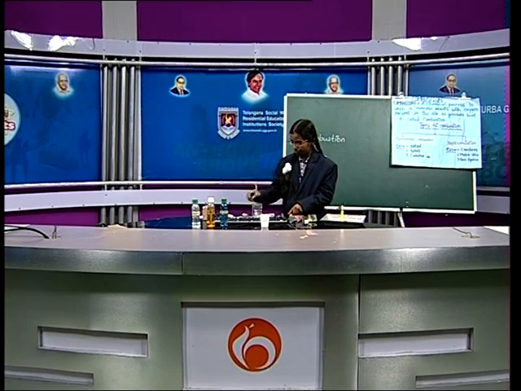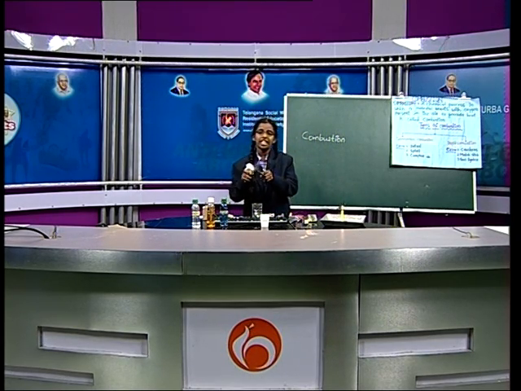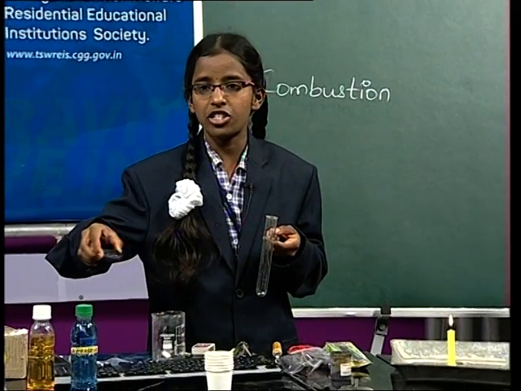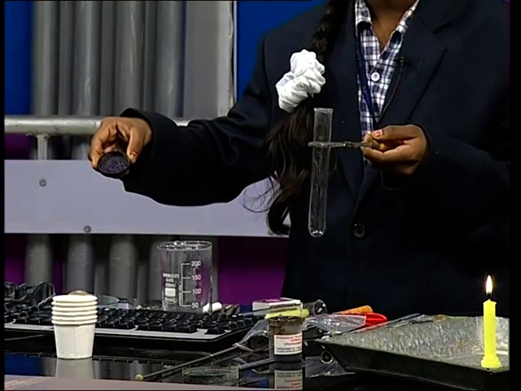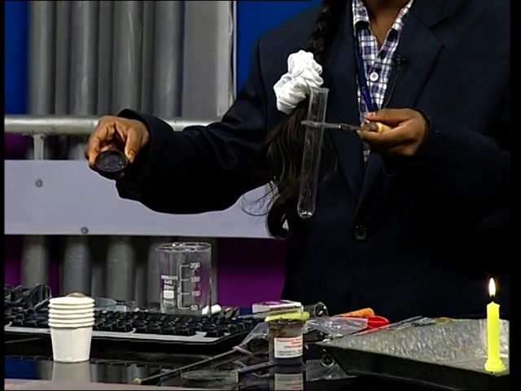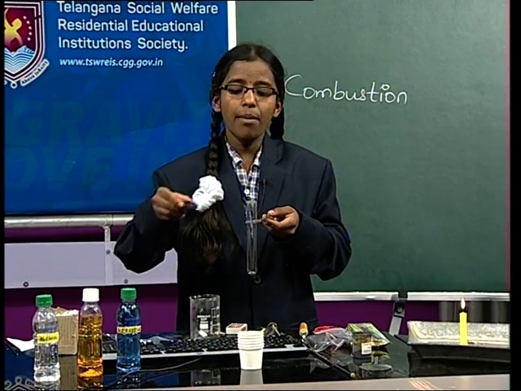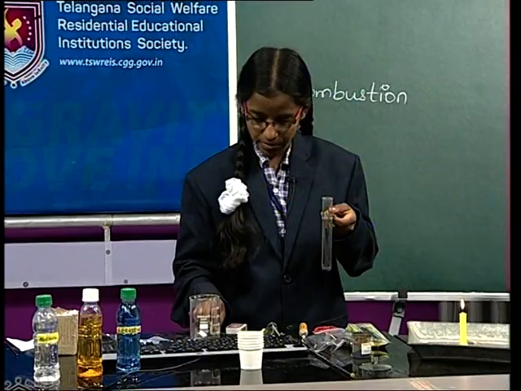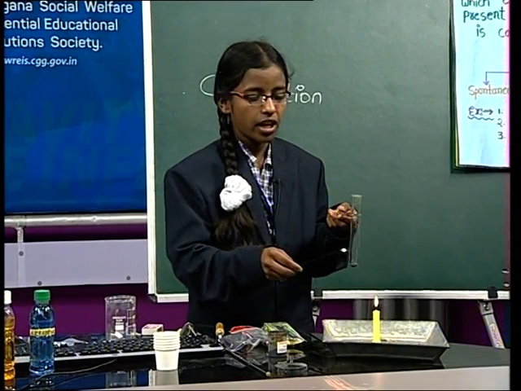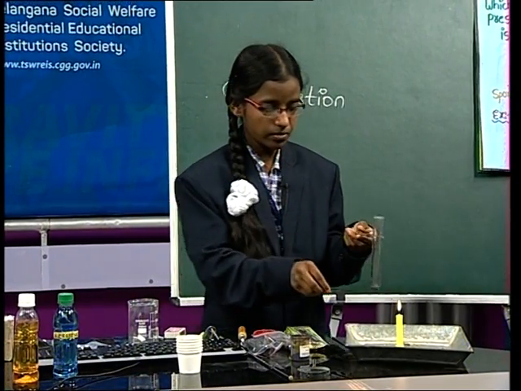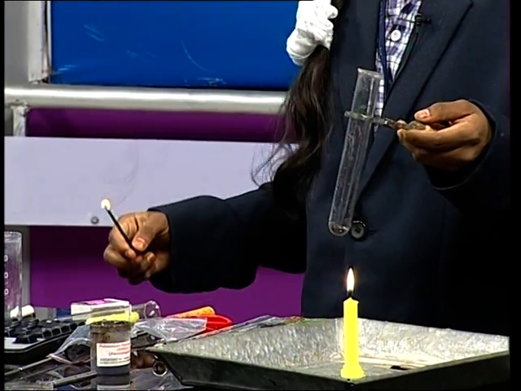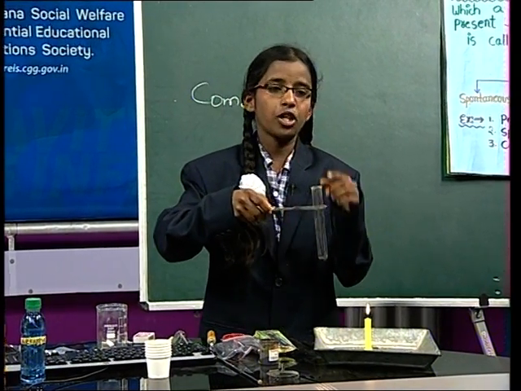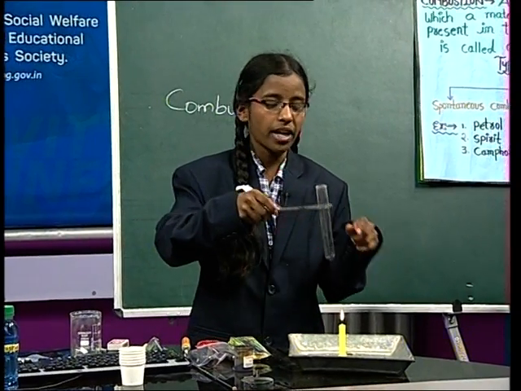Friends, see here, I am taking a test tube and friends see here, this is potassium permanganate. Can you see here friends? This is potassium permanganate and I am pouring the potassium permanganate into the test tube. Now what am I going to do, friends? Yes, I am going to keep the test tube with potassium permanganate on the flame.